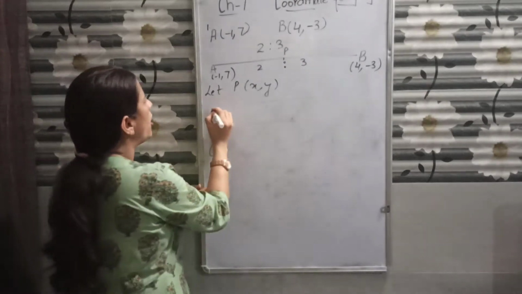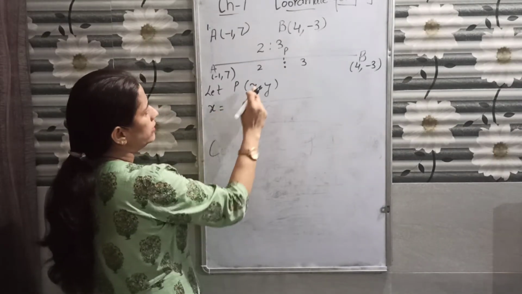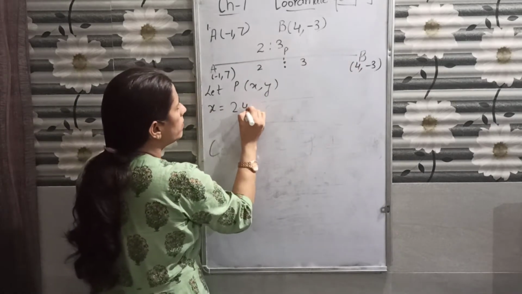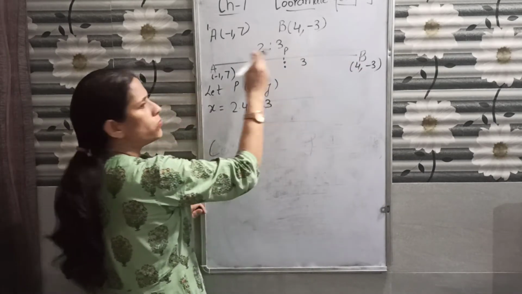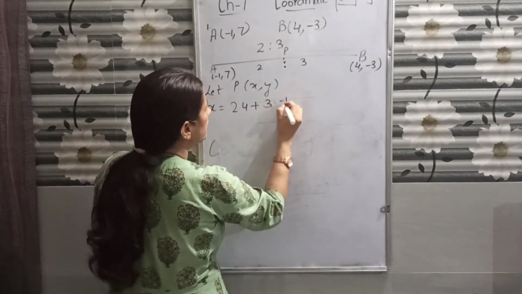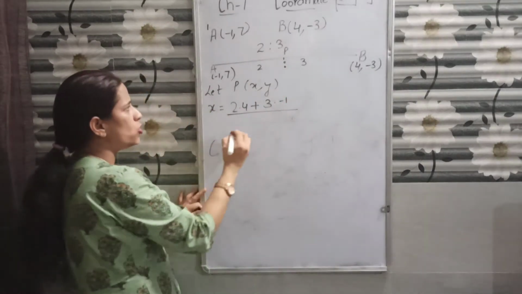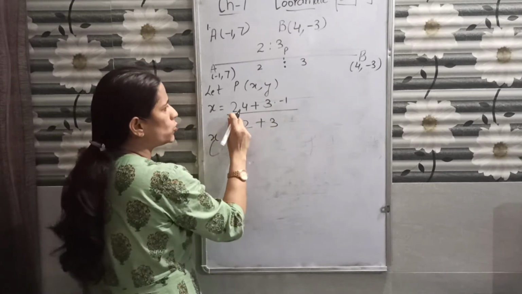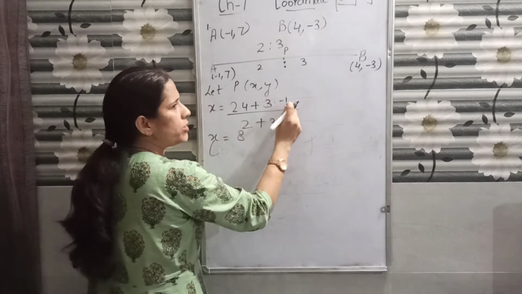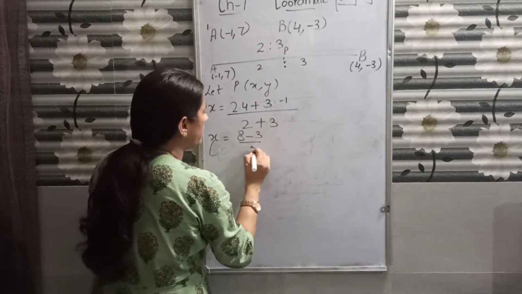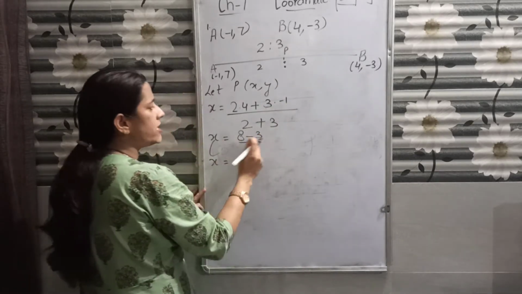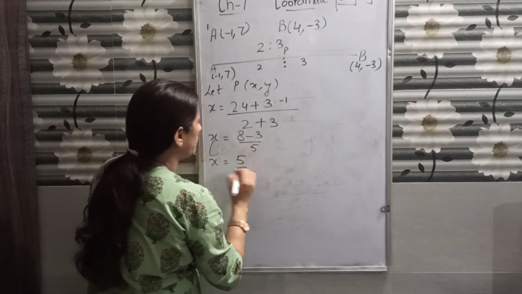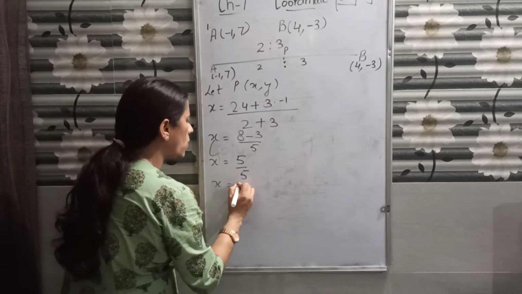Fine. So from here x will be equal to, that is, this 2 will be multiplied with the far one, that is 2 into 4 plus 3 into -1 upon we will add the ratio, that is 2 plus 3. So your x is equal to 2 fours are 8, 3 into -1 is -3, upon 5. So your x is equal to 8 minus 3, that is 5 by 5. So your x is equal to 1.